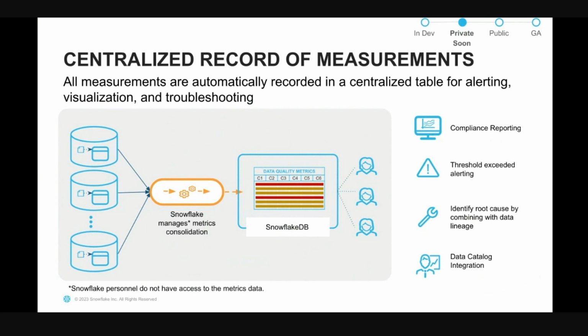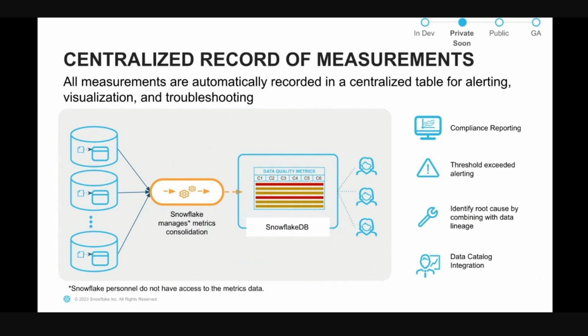One of the most important things is to be able to collect and evaluate these metrics and store those results in a common place so that people who are doing compliance reporting can run a report out of that. Also, alert if thresholds are exceeded, and you might use it for some root cause analysis. Or if you're using a data catalog, the data catalog can read from that and go and populate some stuff on that screen.